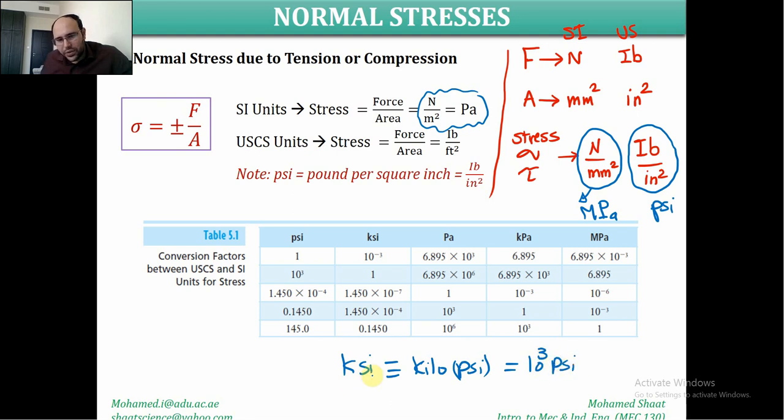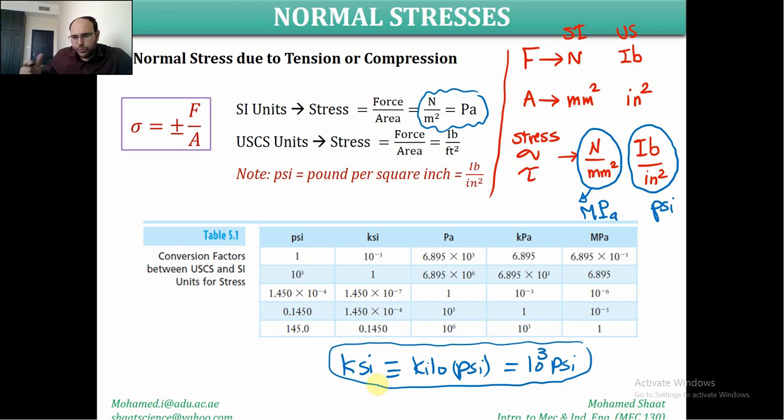So in KSI, this K here stands for kilo. This is a prefix. SI is like the PSI, square inch. So it is like kilo pound per square inch. Instead of pound per square inch, which is PSI, this is going to be kilo PSI. So it means that the KSI is equivalent to 10 to the power 3 PSI. This is something that you should understand.